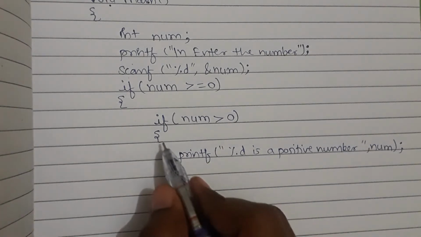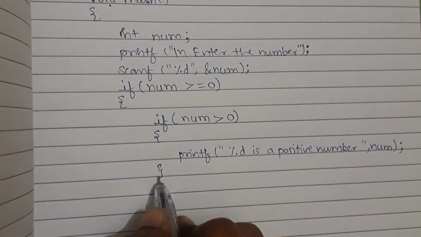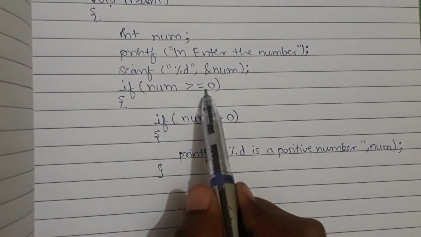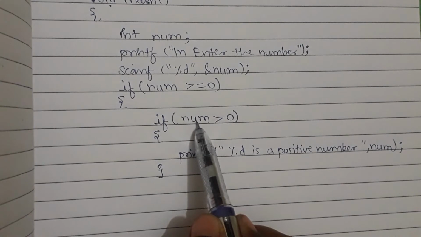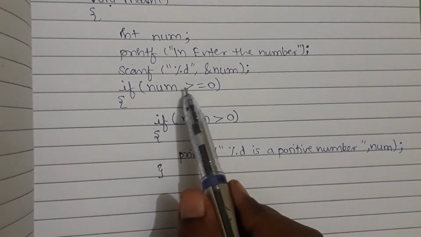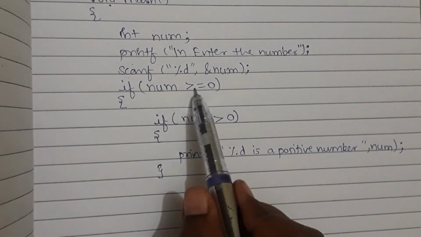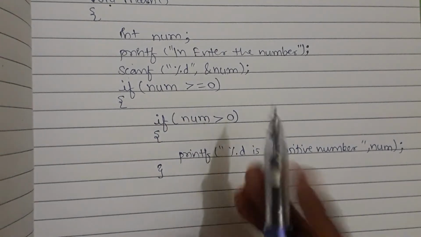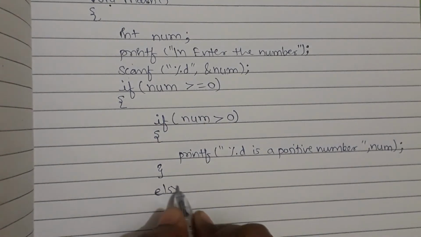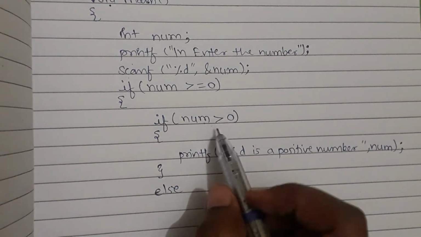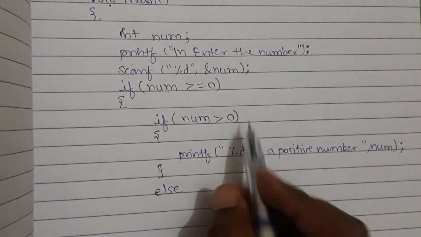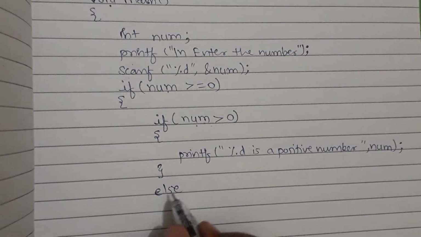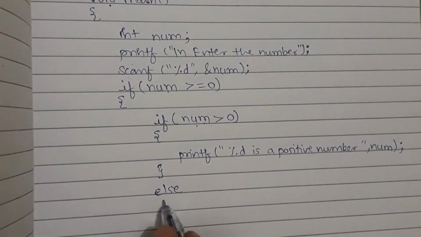This block will be closed over here. Now if the first condition is true but the second condition is false, it means num is greater than or equal to 0 but not greater than 0. This will happen when our num is equal to 0. So in that case our second condition will be false, and therefore it will come to the else part.